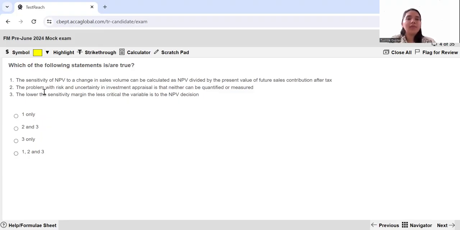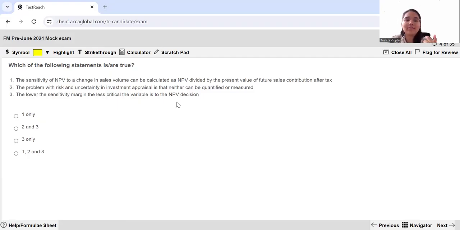Let us move ahead. The problem with risk and uncertainty in investment appraisal is that it can neither be quantified or measured. So this is incorrect. With risk, it's actually possible to quantify or measure with the help of probabilities. That is why statement 2 over here is incorrect. The lower the sensitivity margin, the less critical the variable is to the NPV decision. This is absolutely wrong. If you have studied your fundamental concepts, you would know the lower the sensitivity, the more critical it is to your NPV decision.